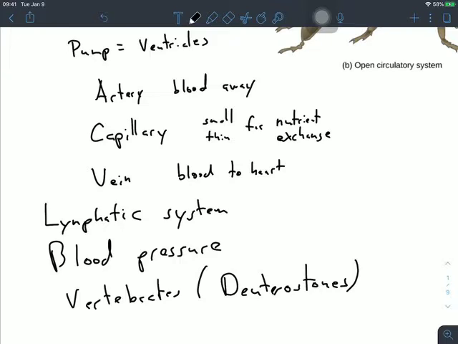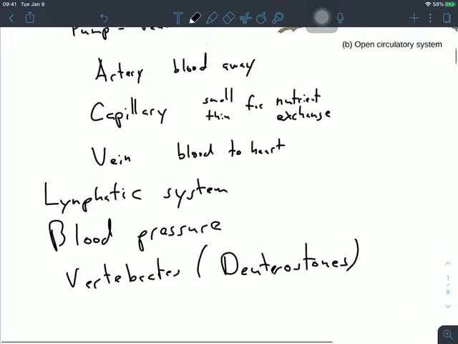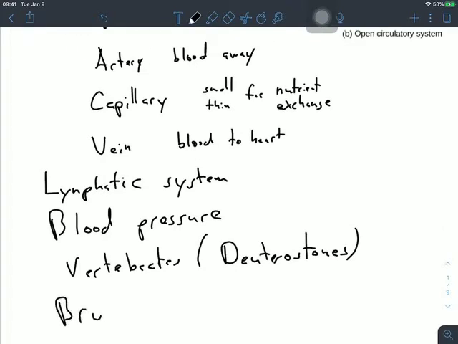And last but not least, because I've gotten this question enough in other classes, we have a quick discussion on what a bruise is.